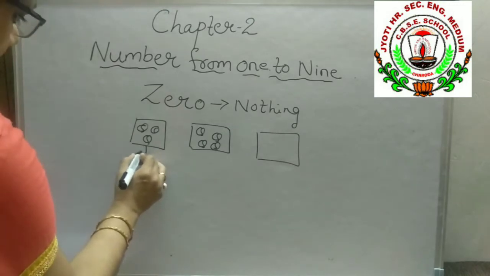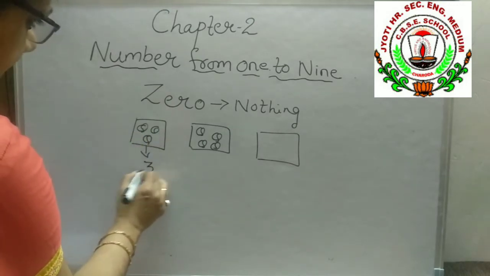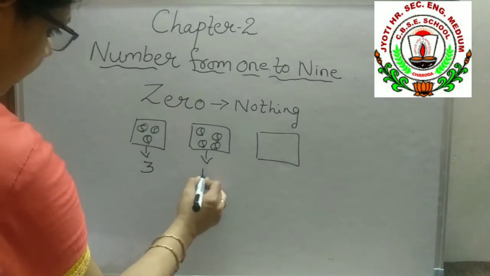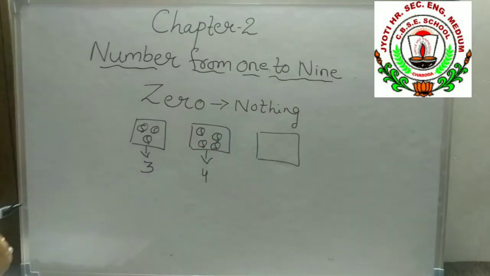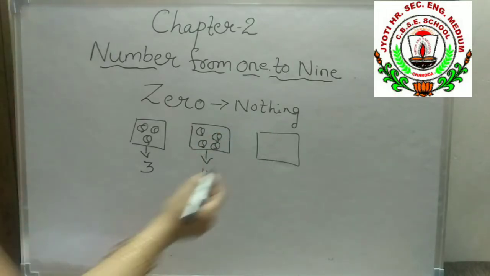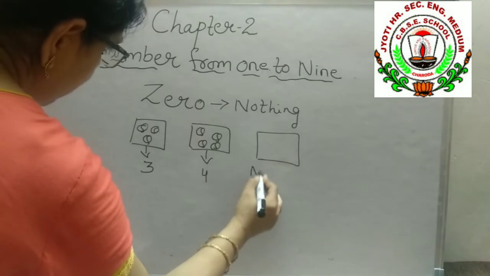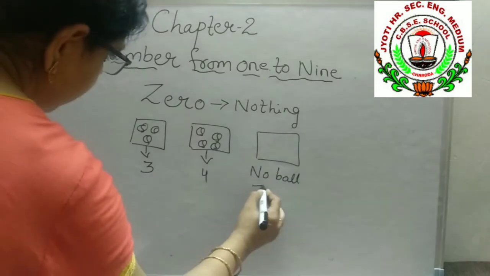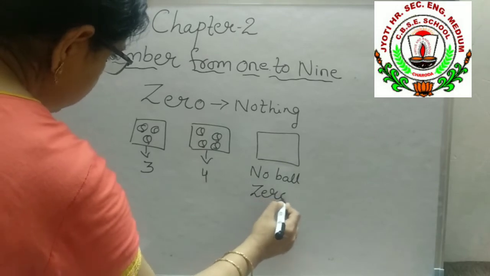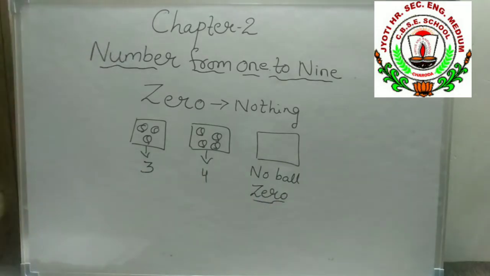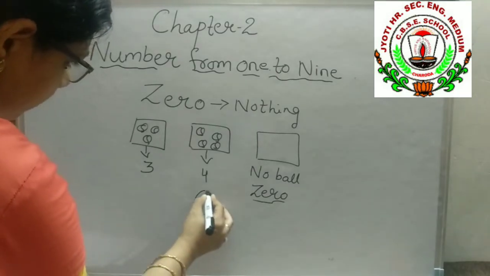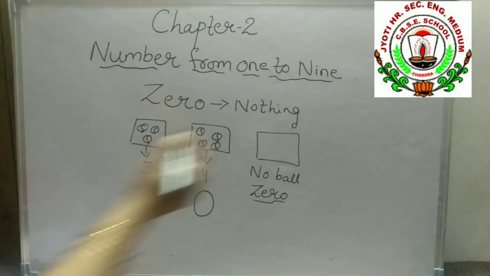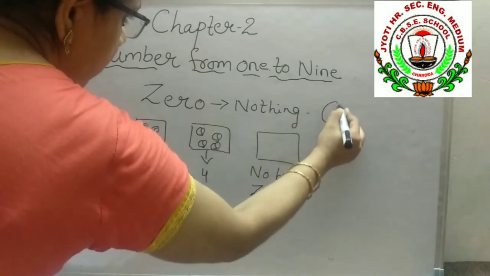So, in the first box, how many balls are there? It is 3. In the next, it is 4. In the last box, how many balls are there, student? No ball. So, for no ball, we are saying that it is having 0 balls. So, student, how will you write 0? This is the symbol of 0.